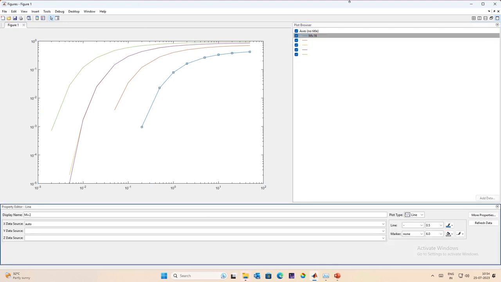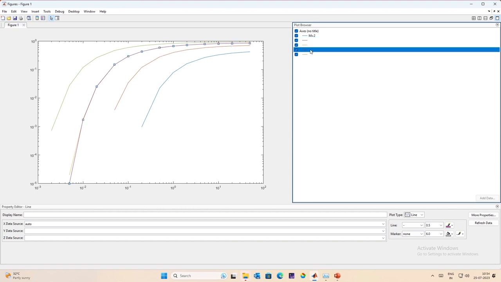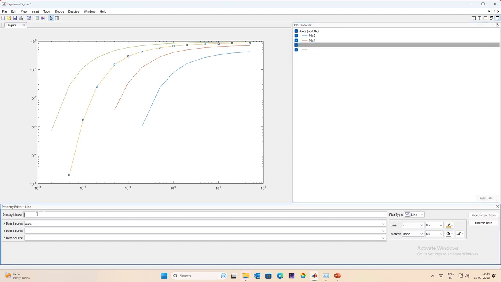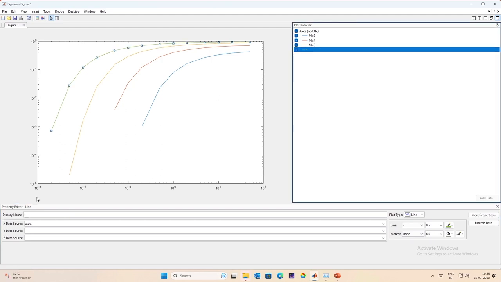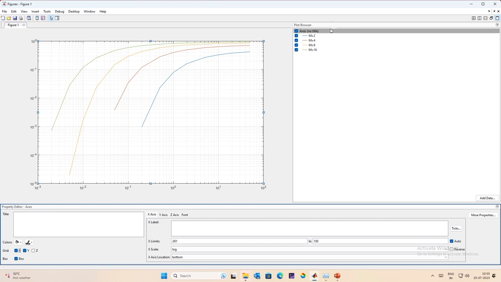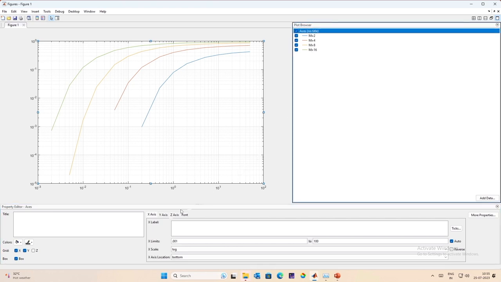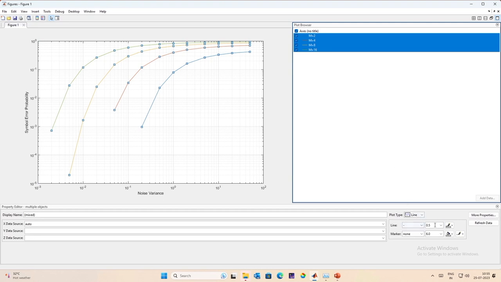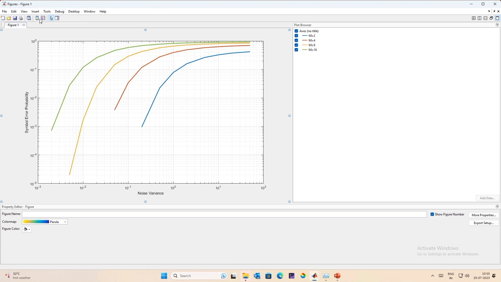the changes to remove all of these lines. 4, 8, 16. Add the grids, I'll do the noise, X label is the noise variance, and Y label is the symbol error. Symbol error probability, I'll make this 2. And done.